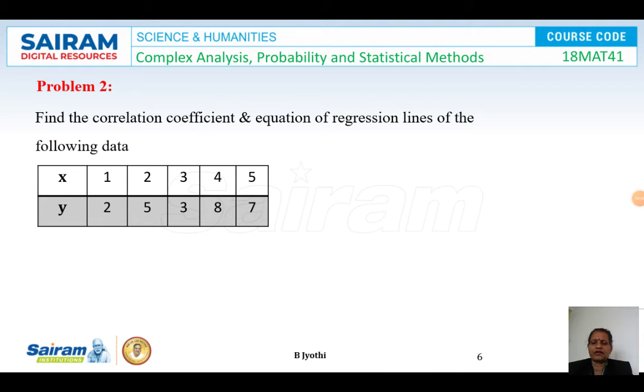Now, next problem. Find the correlation coefficient and equation of regression lines of the following data. So the data is given here: x is 1, 2, 3, 4, 5 and y is 2, 5, 3, 8, 7. This is the data they have given.